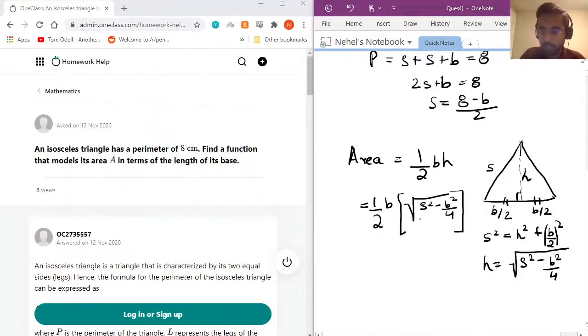So now we need to get rid of this s squared term because we need our final answer to be in terms of the length of the base. So this s is actually nothing but (8 minus b) over 2. So we can take this s and plug it in over here to substitute it. So what will that give us? So 1 over 2 b is outside.